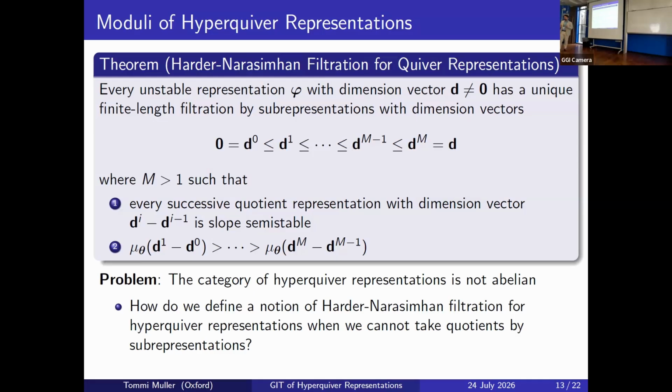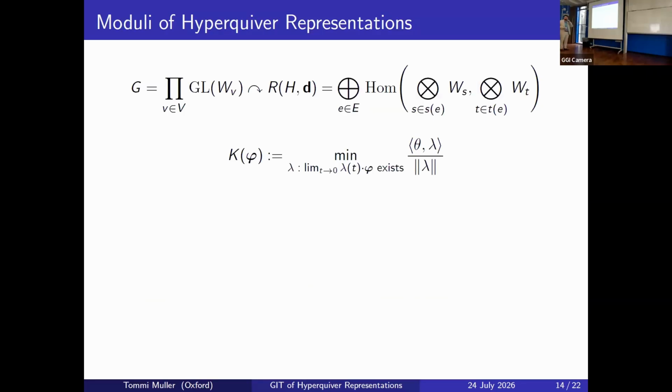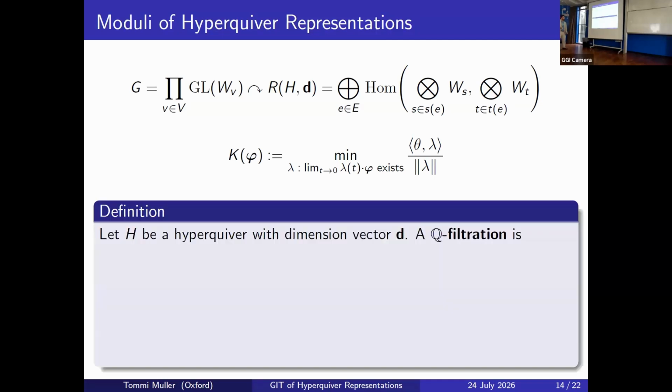So the problem we have is, how do you define the notion of Harder-Narasimhan filtration for hyperquiver representation when we can't take quotients? And the other question is, how do we define the slope of such a filtration? So these are the two questions we answer, and the approach that we're going to take is to revisit this Kempf function and see what we can do with it to define HN filtration for hyperquivers. So I have to present some definitions first.